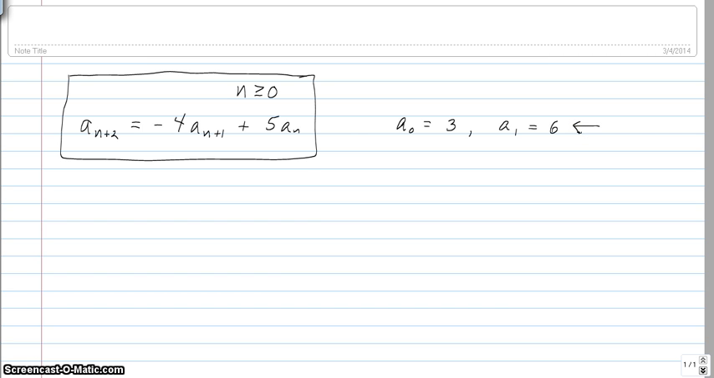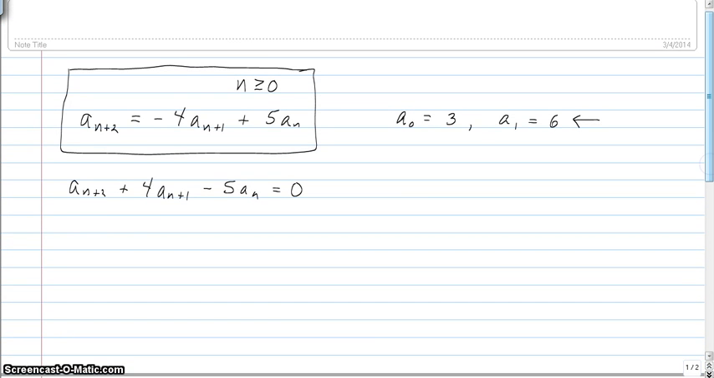So since this is homogeneous, sometimes it helps to get all the terms on the left side of the equal sign. And that just helps us see that the recurrence relation is homogeneous. And then we can write our characteristic.